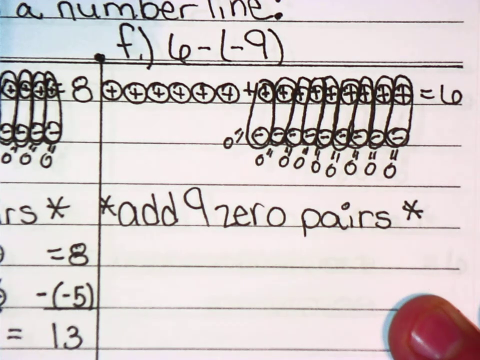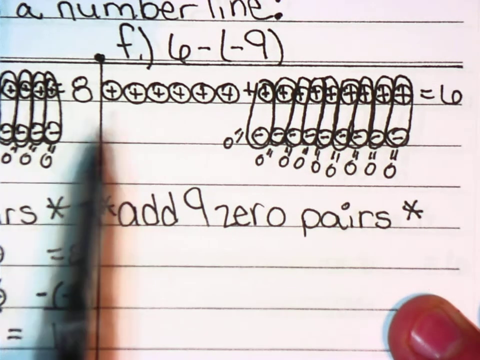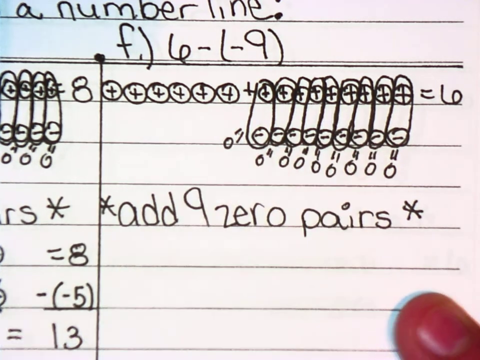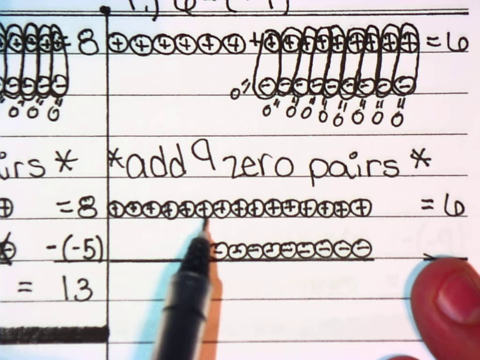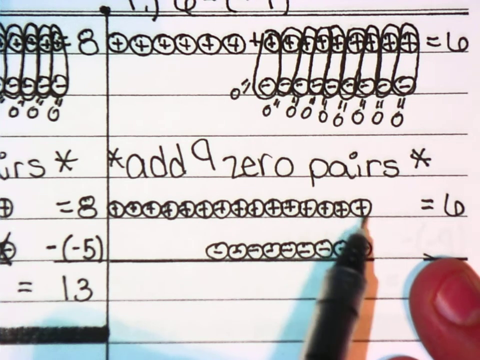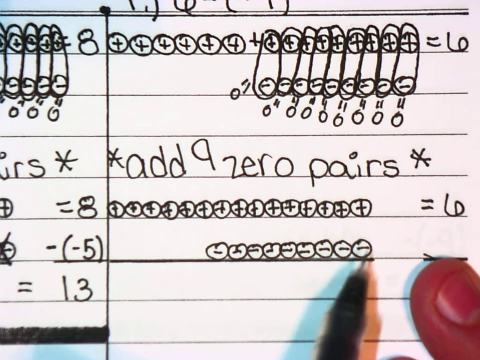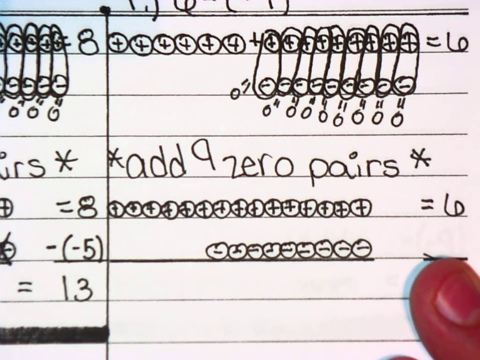Now I'm going to redraw this picture with all my positives on one line and all my negatives on the other. When I do that, I get a picture that looks like this. I have my original 6 positives plus the 9 more positives that came in with the 0 pairs and the 9 negatives that came with them as well.